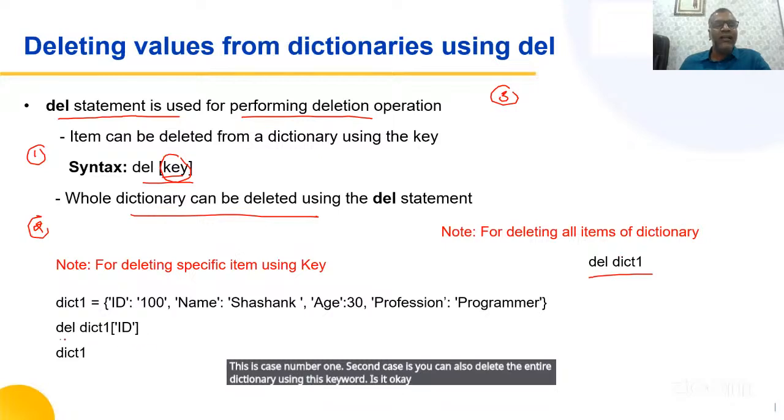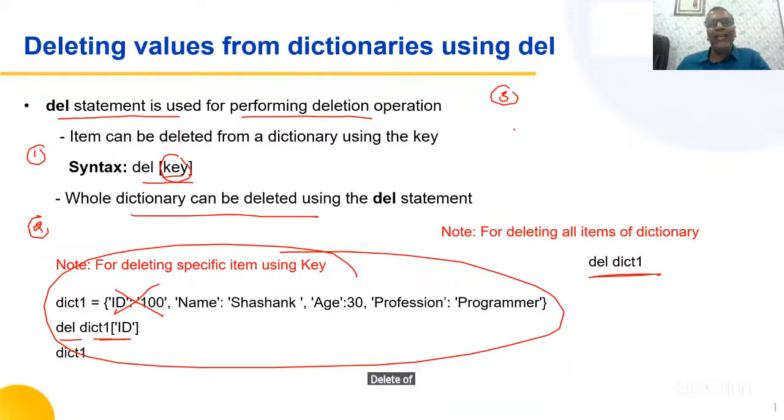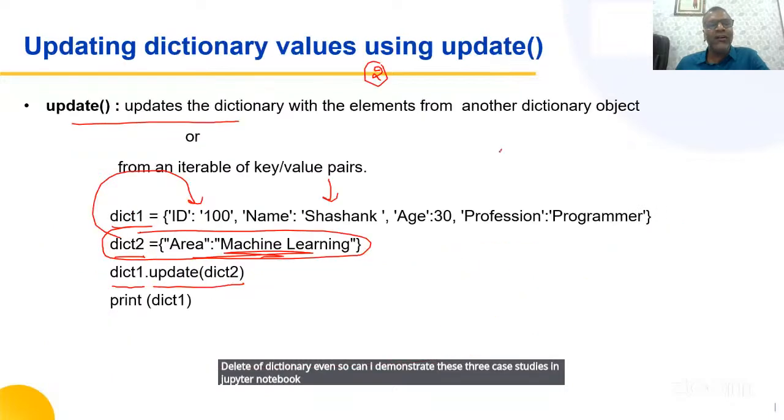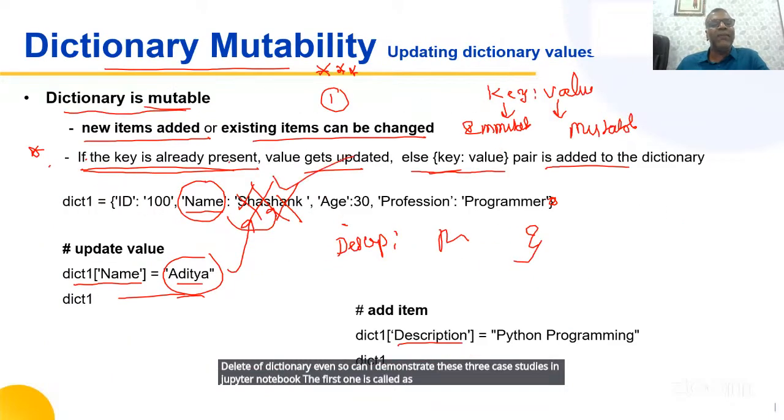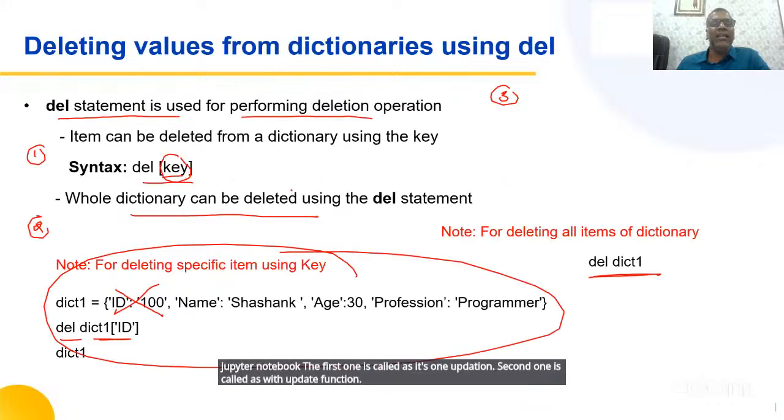See here, del of dictionary 1 of ID. This key and value will be deleted from the dictionary. But I can also delete the entire dictionary by using del of dictionary 1. So can I demonstrate these three case studies in Jupyter Notebook? The first one is updation. The second one is with the update function. The third one is deletion. So shall I demonstrate these three case studies?